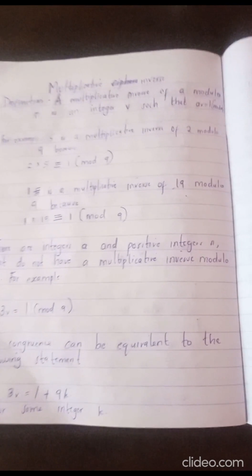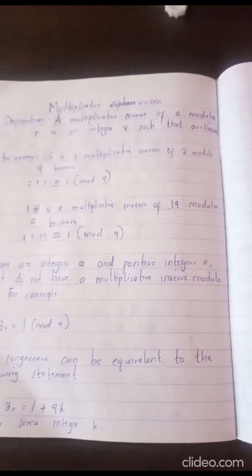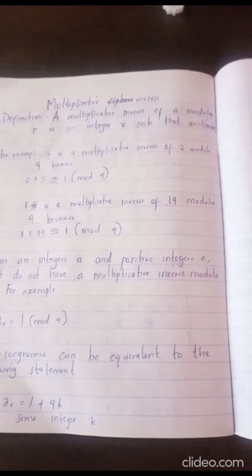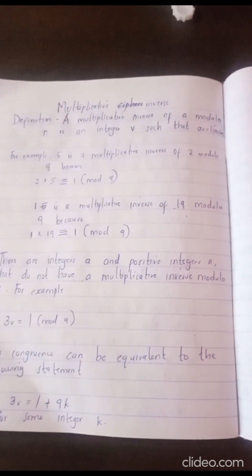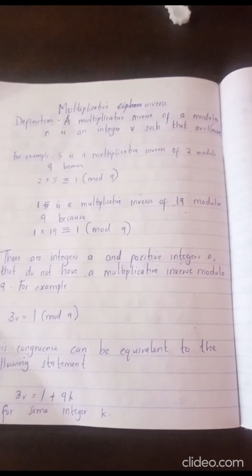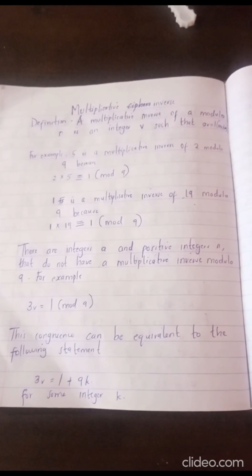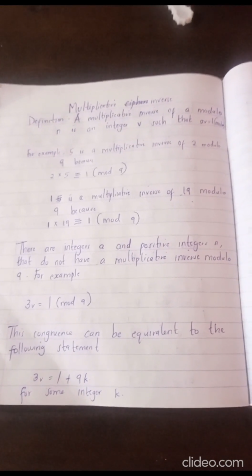Multiplicative inverse is an integer v such that av is congruent to 1 modulo n. For example, 5 is a multiplicative inverse of 2 modulo 9 because 2 times 5 is congruent to 1 modulo 9. Another example, 1 is a multiplicative inverse of 19 modulo 9 because 1 times 19 is congruent to 1 modulo 9.